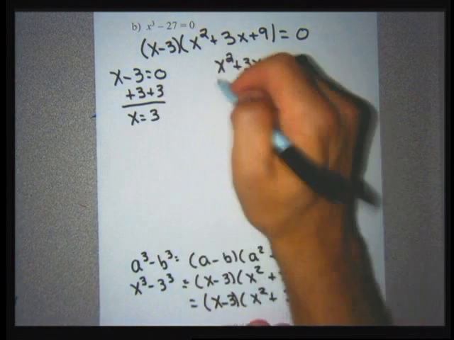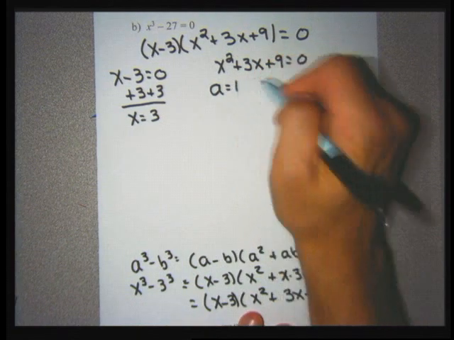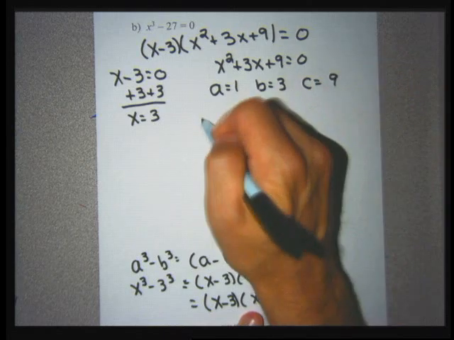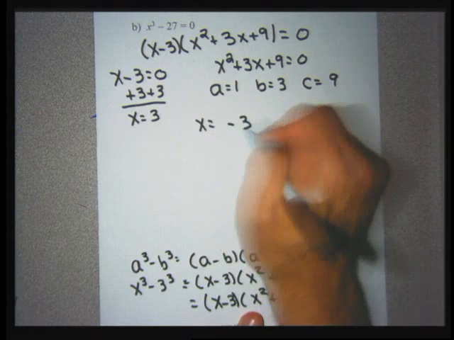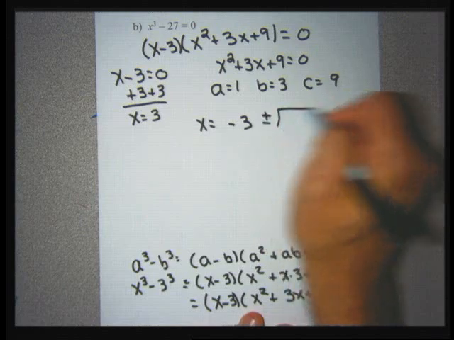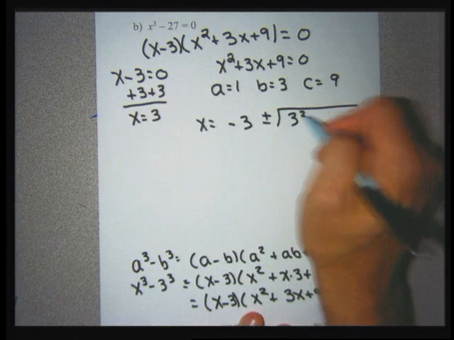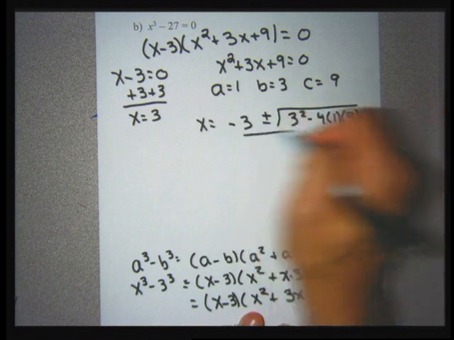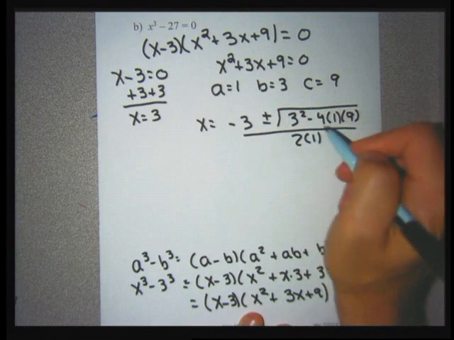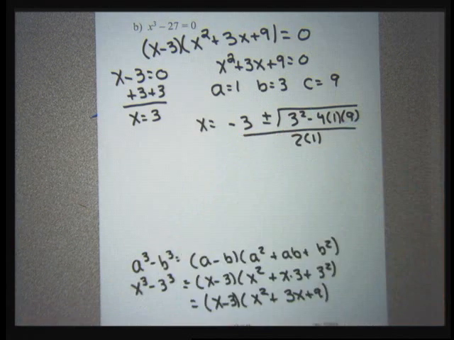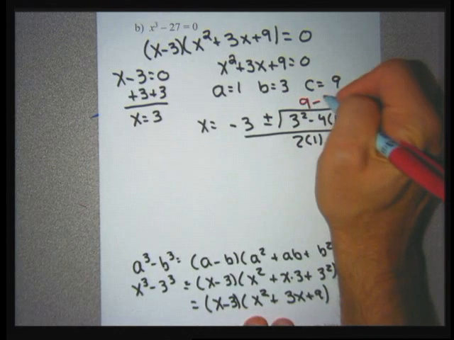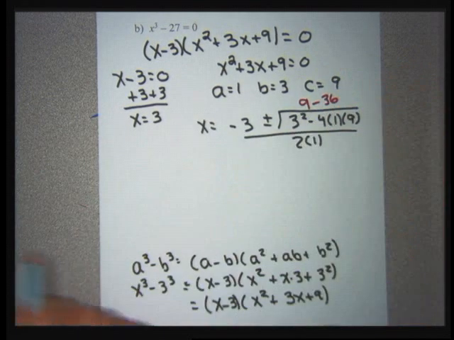Next part is prime. I'm going to use quadratic formula with a equal to 1, b equal to 3, c equal to 9. I'm going to go x equals negative 3 plus or minus the square root of b squared, which is 3 squared, minus 4ac, which is 4 times 1 times 9, all over 2a, which is 2 times 1. You'll notice I didn't put the b in parentheses. I only put the b in parentheses when it's negative. If it's positive, you don't need the parentheses. Under my radical, you have 9 minus 36, which is negative 27.